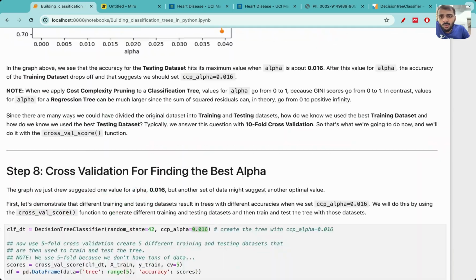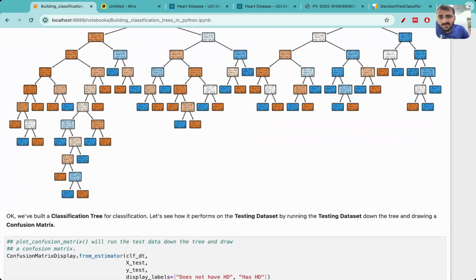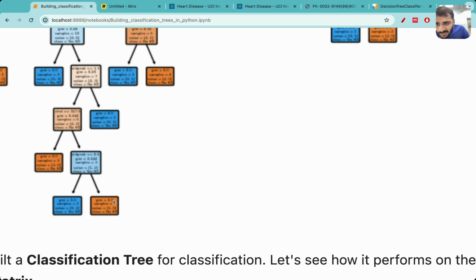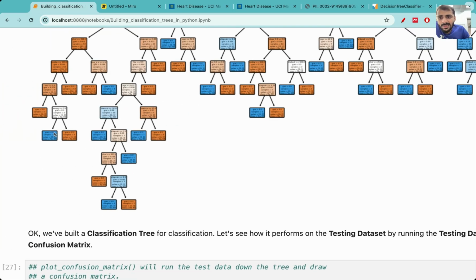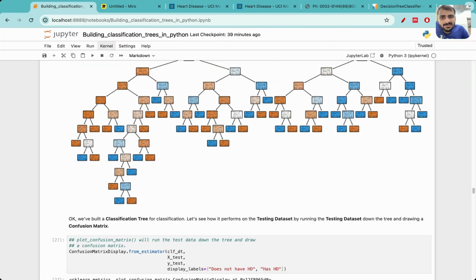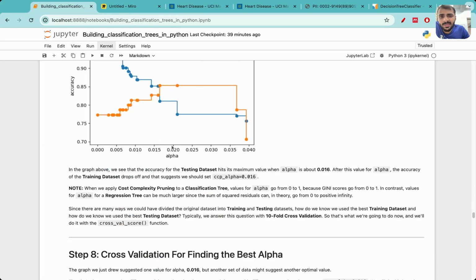I'm pretty sure if you look at this tree, which is impossible to see right now, if I zoom in, here you can see there is only one sample. There are only three samples. If you look at the leaf nodes of this tree, here you can see again one sample. There is only one sample in most of these leaves. That's why it's overfitting.